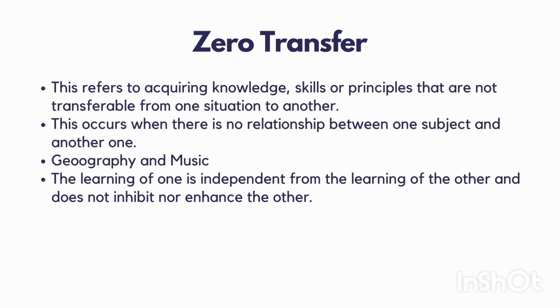This occurs when there is no relationship between one subject and another one. For example, geography and music or fine arts. These two pairs of subjects share no meeting ground. Each is independent from the other in terms of facts and skills. The learning of one is independent from the learning of the other and does not inhibit nor enhance the other.